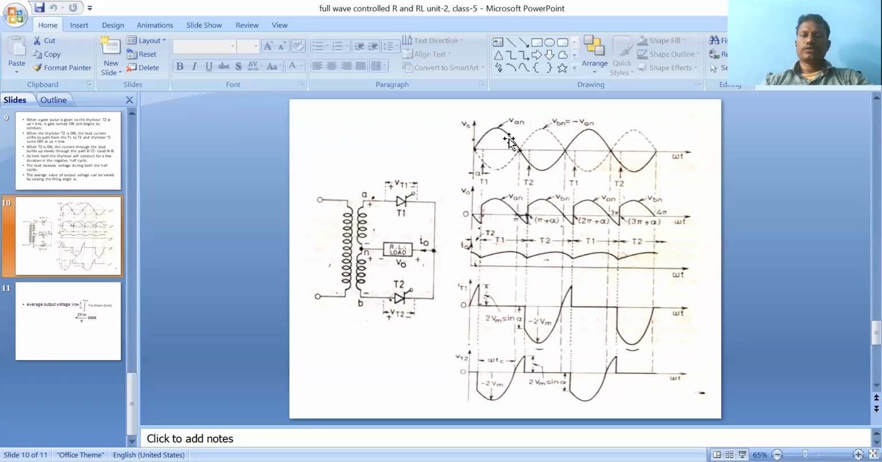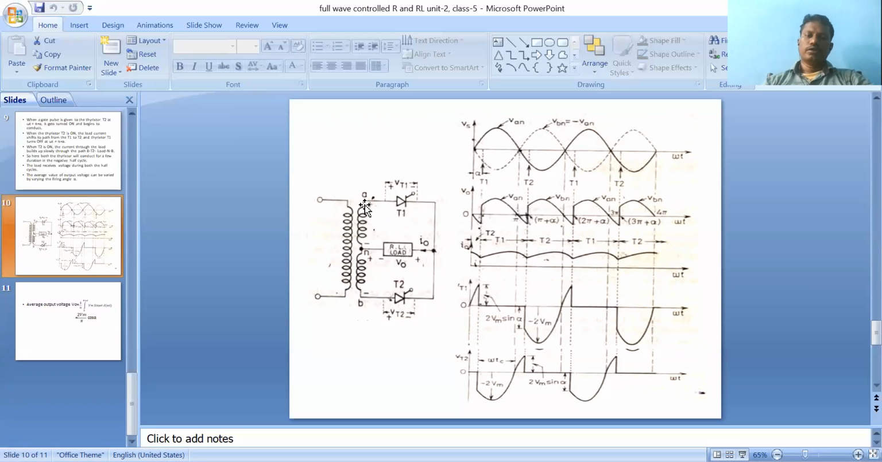During the positive half cycle, without the presence of gate pulses of T1, what is happening here? There is no output voltage and no output current. So what is the voltage across the thyristor? It follows the input voltage Vs, where Vs is equal to Vm sin omega t. Whatever input is given, up to the firing angle alpha, that input voltage is present across T1 only.